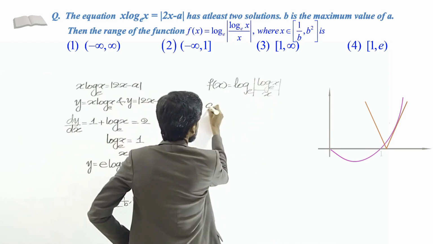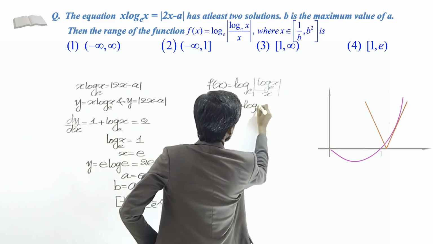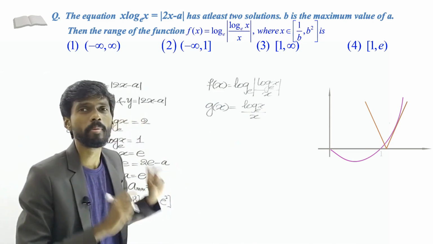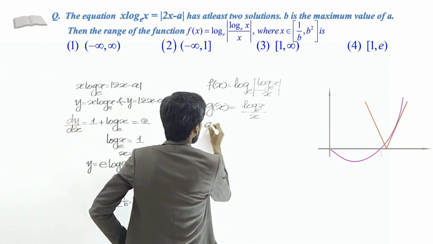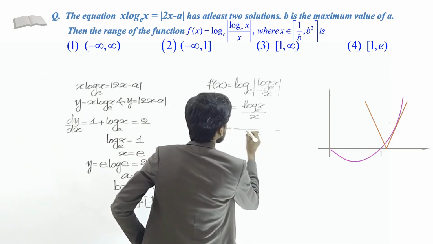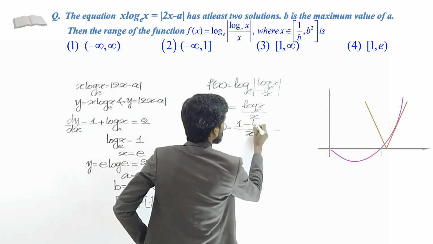So consider that function only as some other function g of x, which is log x divided by x. To find the maximum or minimum value of this function, we will find the derivative, g dash x, that is x square in the denominator, and in the numerator x multiplied by 1 by x, so that is 1 minus log x.